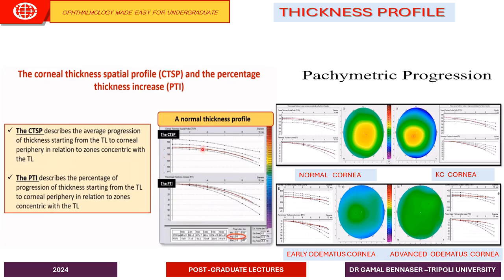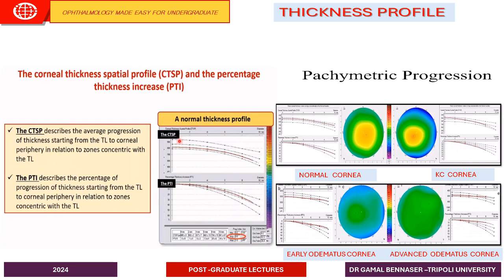And we have two varieties. We have what's called the corneal thickness spatial profile. This is the corneal thickness spatial profile, and the percentage thickness increase. This is the percentage thickness increase. This percentage thickness increase is nothing but the same as this, but we represent the information as a percentage.